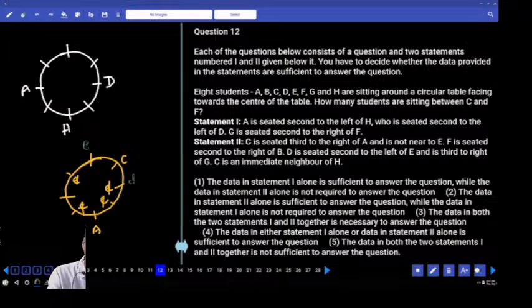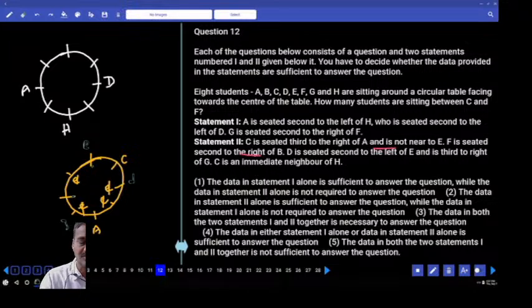Now if E is here, then D is seated second to the left of E, so D will be here. That is the first possibility, with E and D here. D is second to the right of Z. Then 1, 2, 3. C is an immediate neighbor of H, so C and H are adjacent to each other. And C is second to the right of A and is not a neighbor of E.